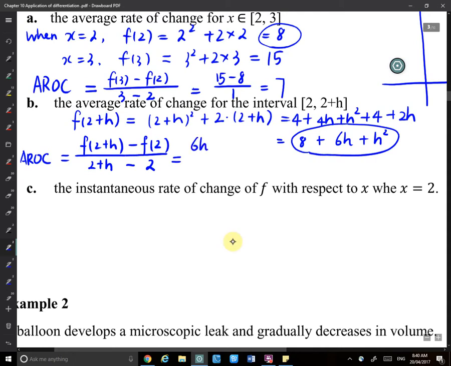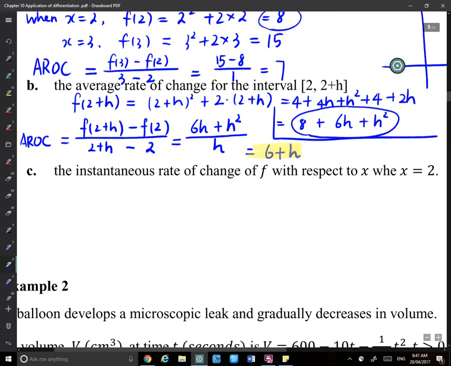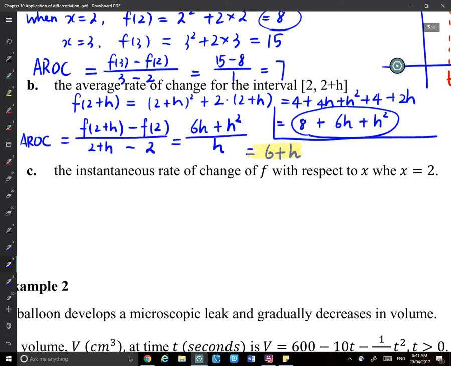So we have 6h + h² over h. And that value gives you 6 + h. Okay, 6 + h. So the average rate of change is 6 + h. So for every 1 unit increase in x, y value will increase 6 + h units.